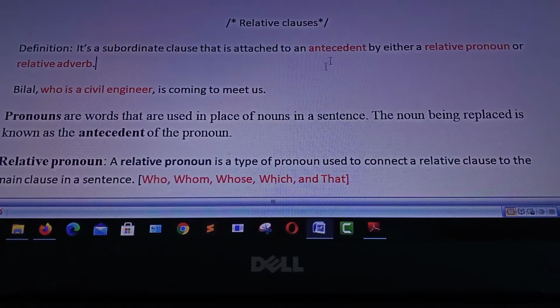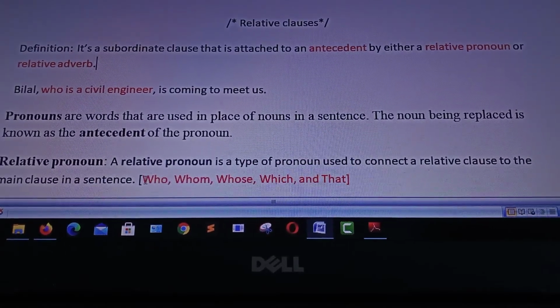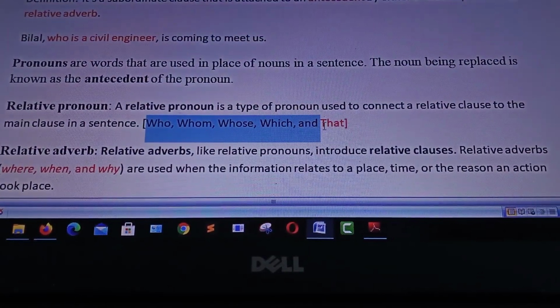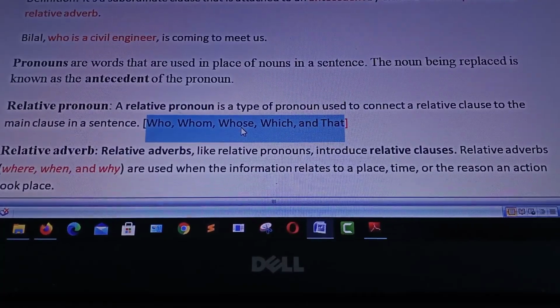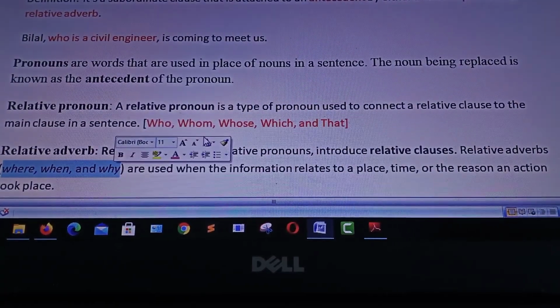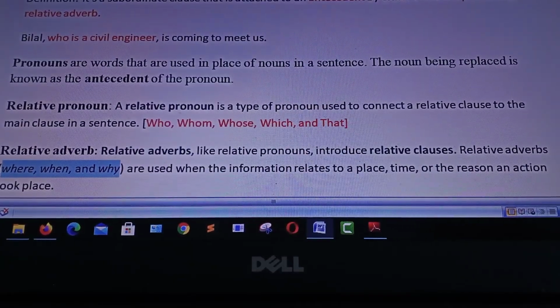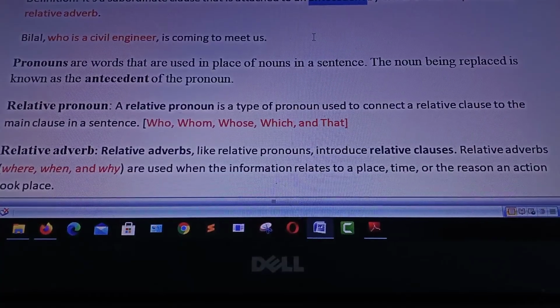Relative clauses use relative pronouns. These are the connectors: relative pronouns and relative adverbs. So what about antecedent? Relative clauses are used to modify their antecedents.